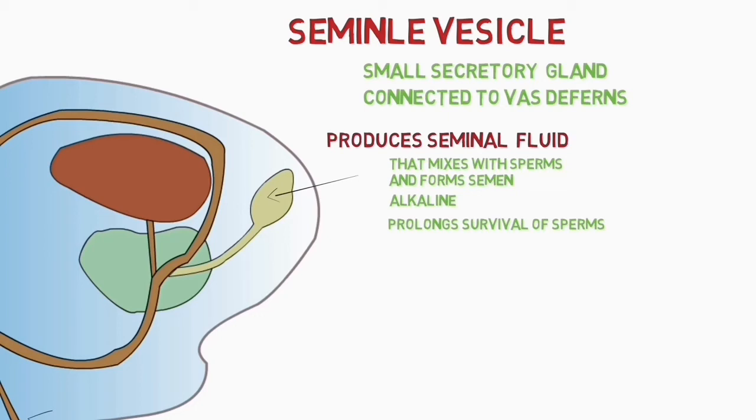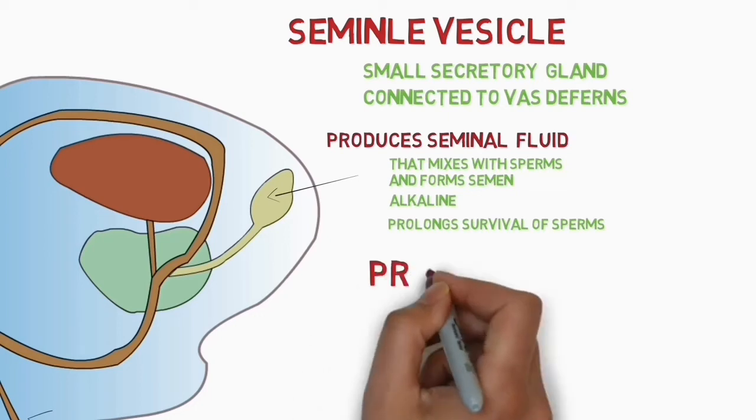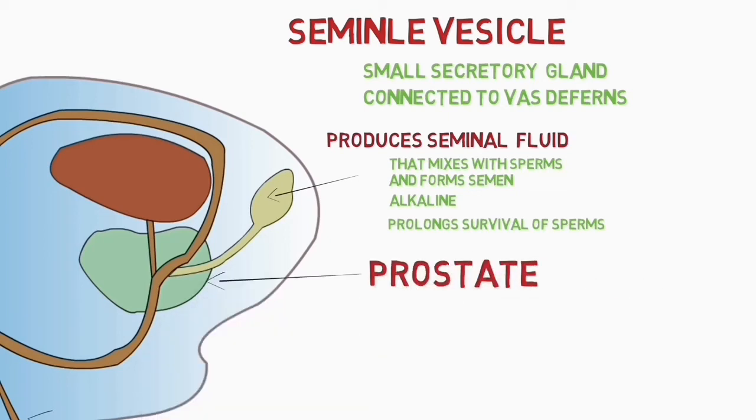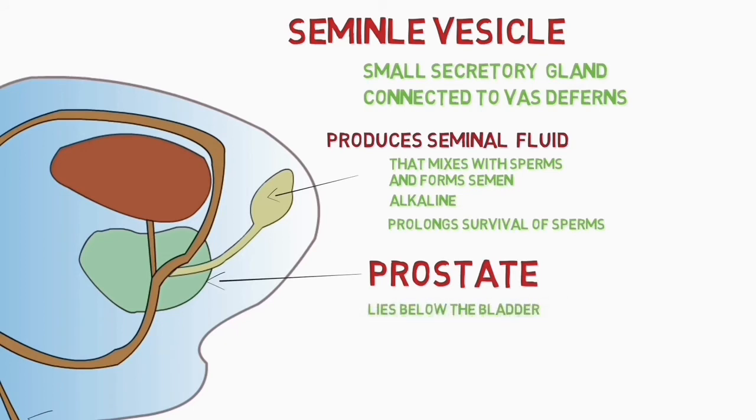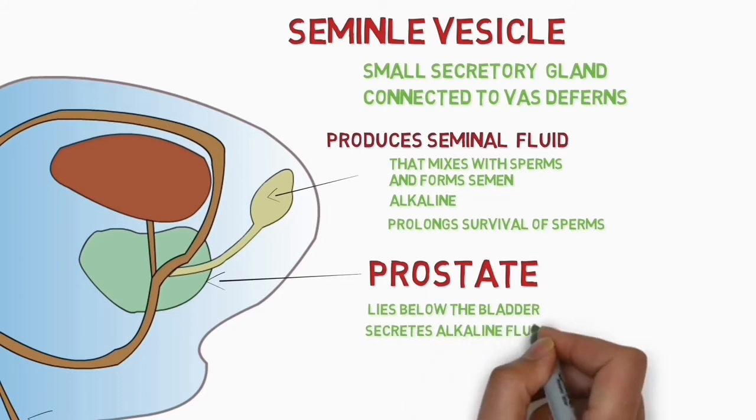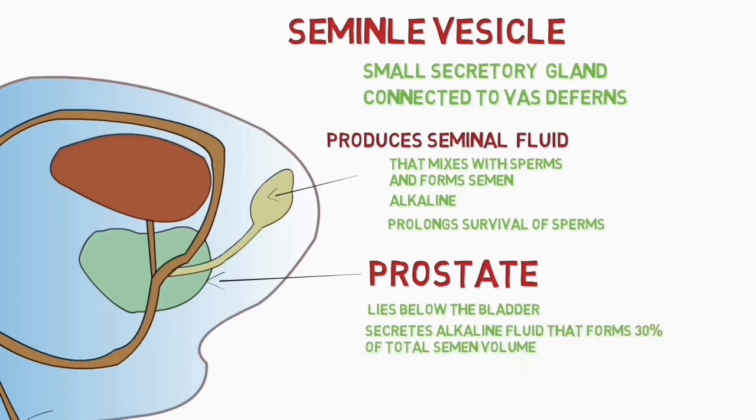Final reproductive organ is the prostate gland. The prostate gland lies below the bladder, and the main function is to secrete alkaline fluid that forms 30% of the total semen volume. This improves survival and motility of the sperm.